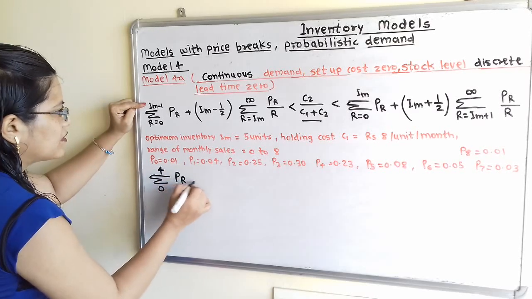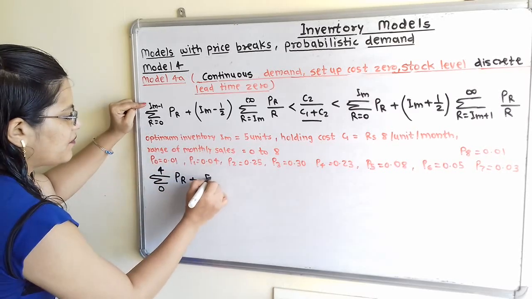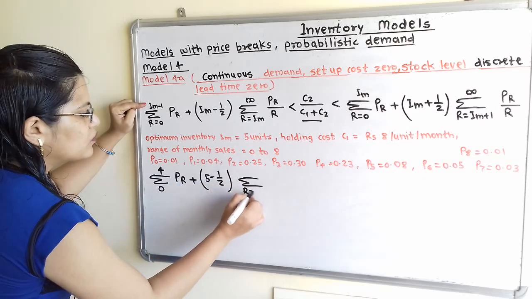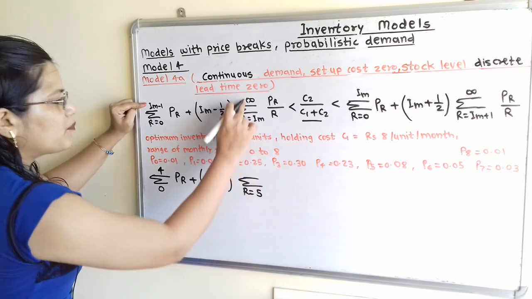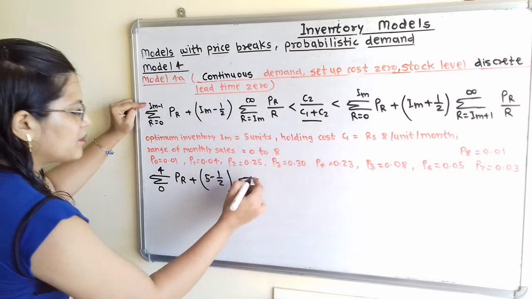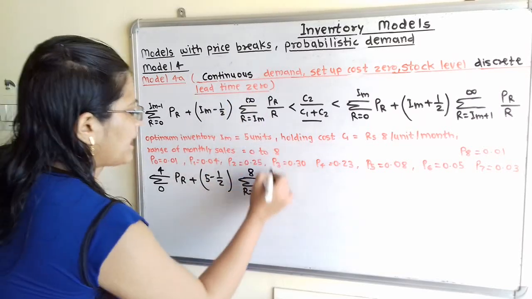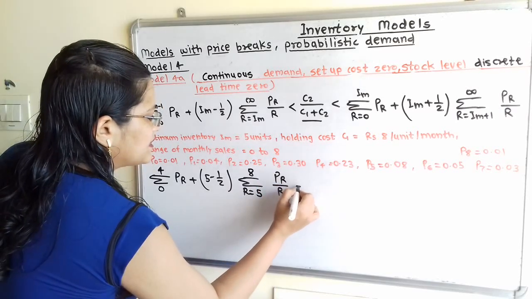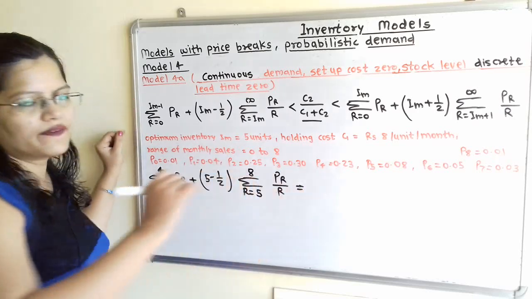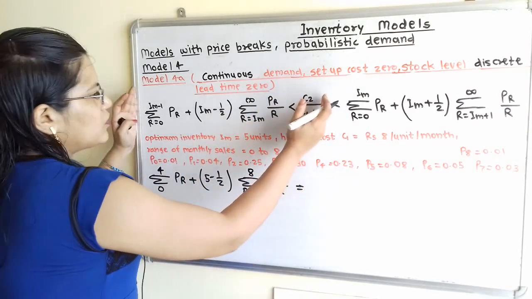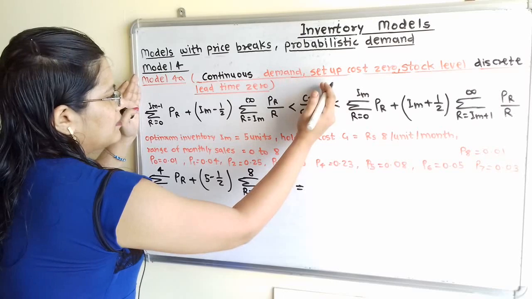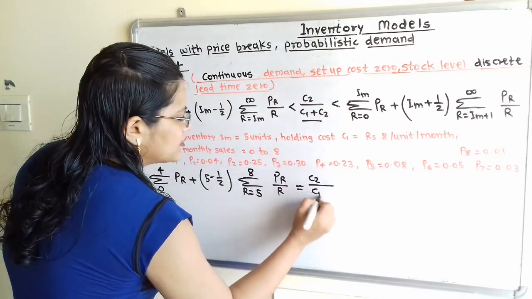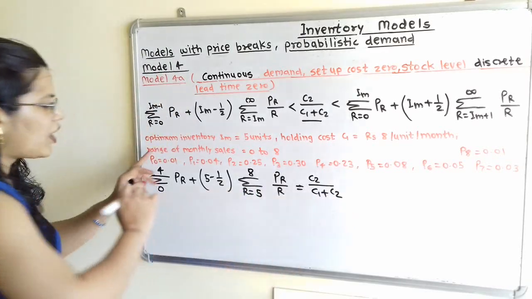So P_R plus Im minus half, that is 5 minus half, summation of R is equal to Im, that is 5 up to infinity, but here the range is given up to 8. P_R by R, which is less than. So now we will take equal to, because we will use only this value, this left hand side formula, that is C2 divided by C1 plus C2. Now how to solve this?